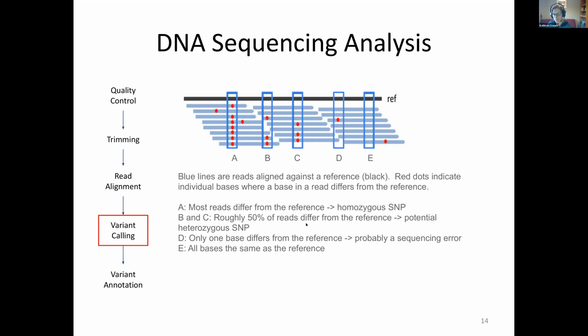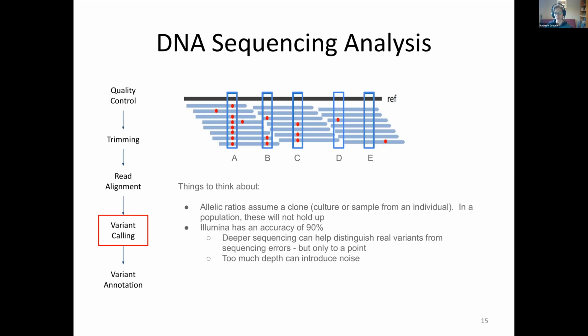the reference. And then in the last case, we saw some of these in the JBrowse as well. We have just one base that's different from the reference. And that is most probably a sequencing error. It could also be a case that you have one individual in a population that has a rare mutation. But most likely in this case, it's probably a sequencing error.